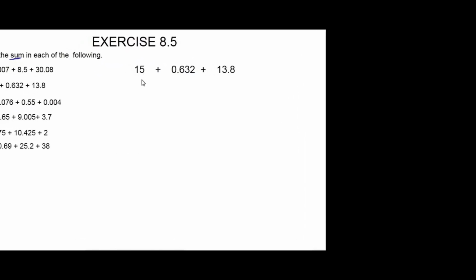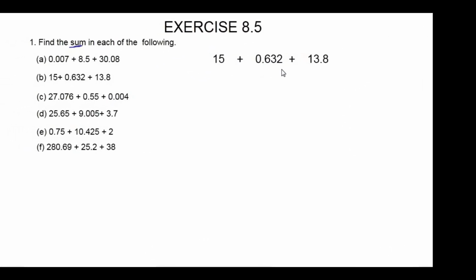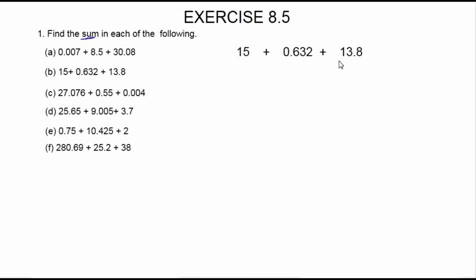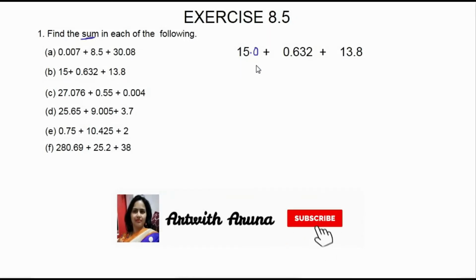Here is our second question: 15 plus 0.632 plus 13.8. Here you can see that 15 is a whole number without a decimal point. To convert it into a decimal number, we simply add a decimal point and a 0 here. Now it is also a decimal number.